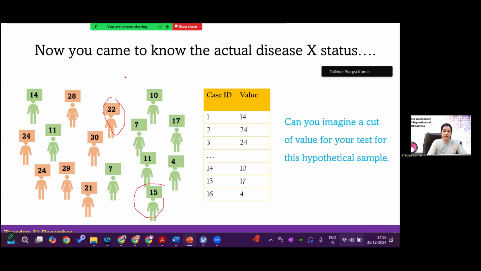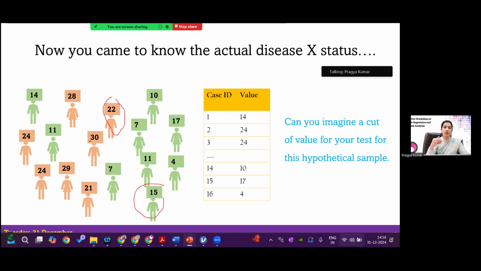If you have the actual disease status of the individuals based on any gold standard, can you imagine the cutoff value for this hypothetical test? You can see all healthy individuals have values like 11, 14, 7, 4, 17, and all diseased have values like 21, 22, 30, something like that.